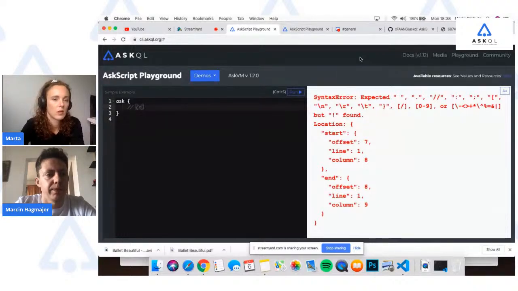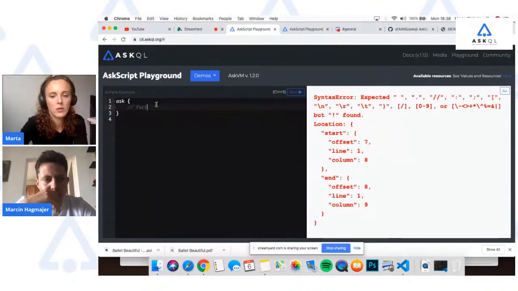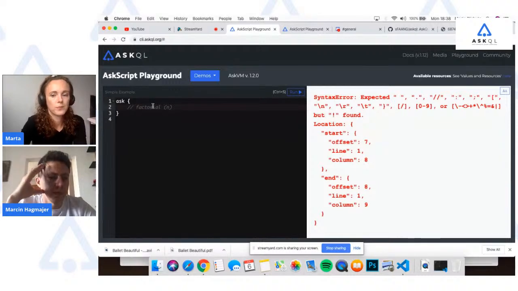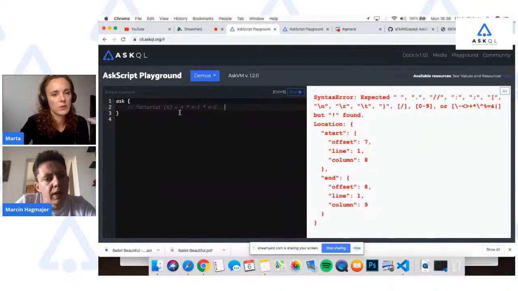Yeah. So let's see, factorial from n. It would have to be n times n minus 1, n minus 2, and so on. But it also has to know when to stop. Yes, it only goes until a certain number.